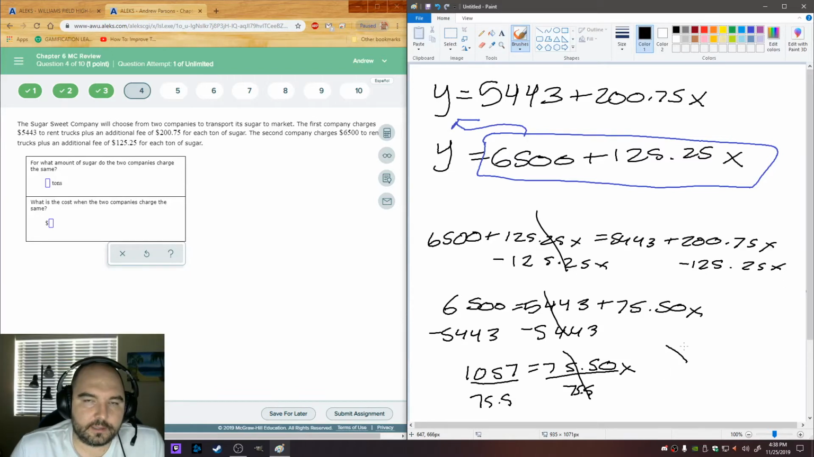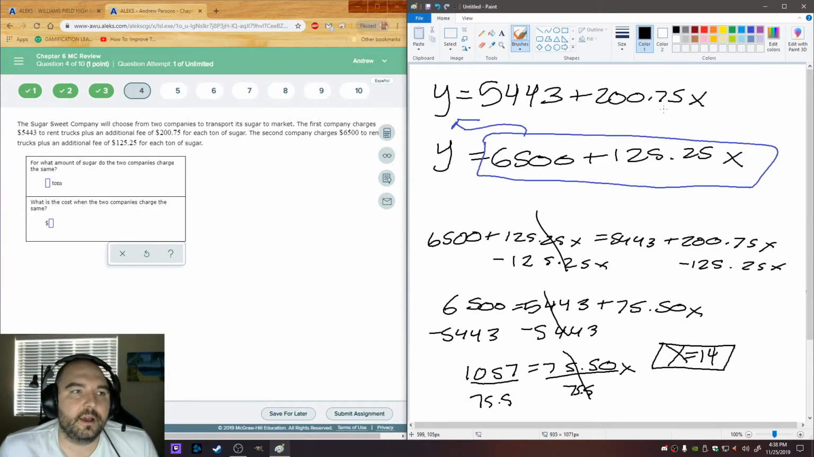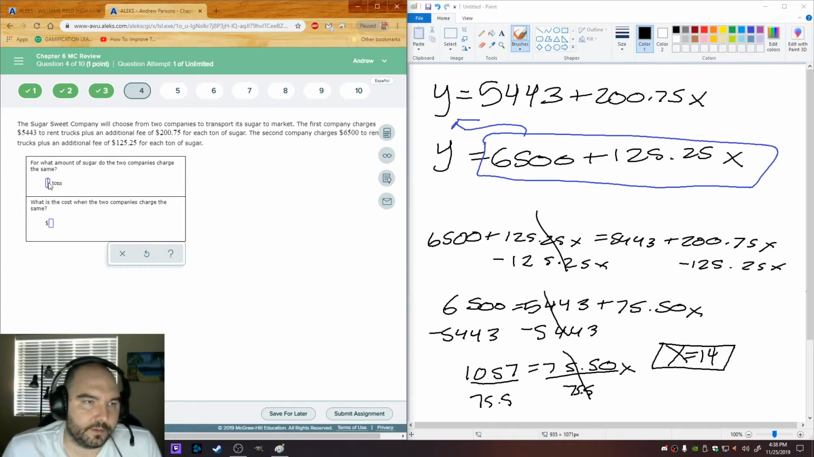So x equals 14. Okay, so all that work was to find x. Well, what is x? Well, x is the number of tons I plug in for x so that the 2 companies charge the same. That's exactly what they asked for. What amount of sugar do the 2 companies charge the same? 14 tons. There's a second question.